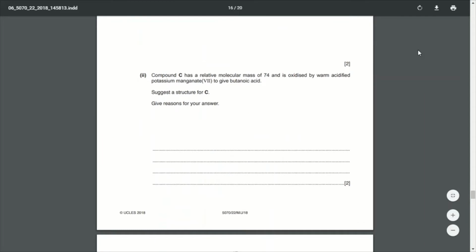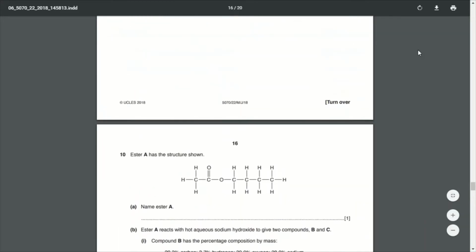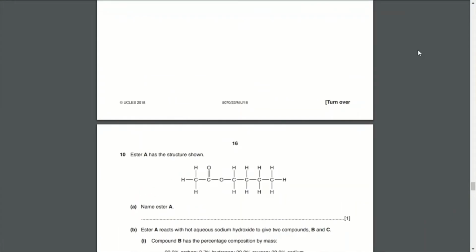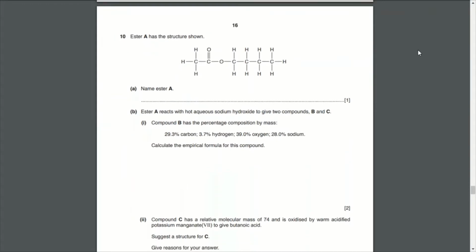So the question that was left, there aren't many questions left, except one, and this is the last question. That is question number 10. Ester A has the structure shown. Name the ester A. So over here, first of all, we are going to name it. How are we going to name it? It is simple.